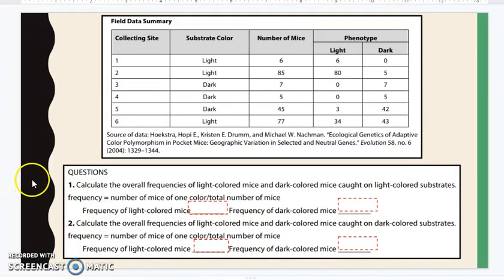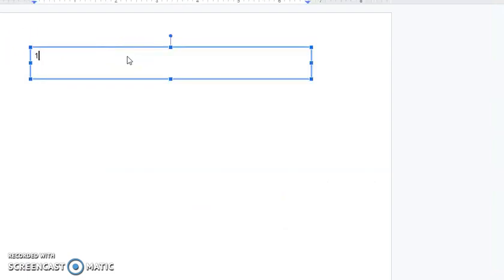So it says here, calculate the overall frequencies of light-colored mice and dark-colored mice caught on light-colored substrates. So our first step is we want to find that data in the chart. So we're looking for the overall frequencies of light and dark-colored mice on light substrates. So we want to find the total first. So we have these numbers to look at. So we're going to want to add 85 plus 6 plus 77. So our total number of mice we have are 168.